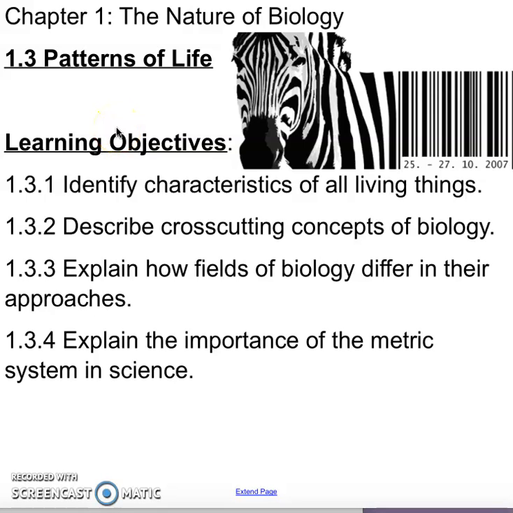All right, today I'm going to cover 1.3 patterns of life. I'm actually going to break this section into two parts. Today I'm going to focus on just identifying characteristics of living things, whereas in the second lecture I'll talk about this idea of cross-cutting concepts or themes that reappear in biology. So here we go.